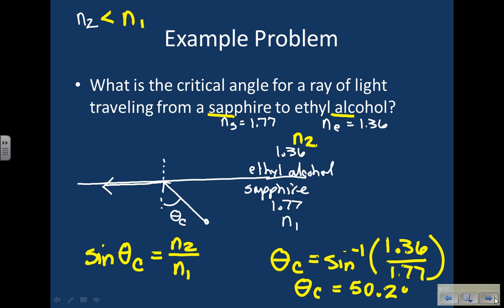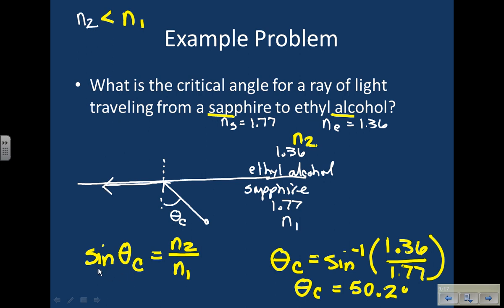So here's our first example problem. It says, what is the critical angle for a ray of light traveling from sapphire to ethyl alcohol? If we look up the index of refraction for sapphire, it's 1.77, and ethyl alcohol, or ethanol, is 1.36. The light has to start in the optically denser medium, so I have sapphire on the bottom and ethyl alcohol on top. So I start at my point. I want to find the critical angle. It's going to refract at 90 degrees in the ethyl alcohol when we're at the critical angle.